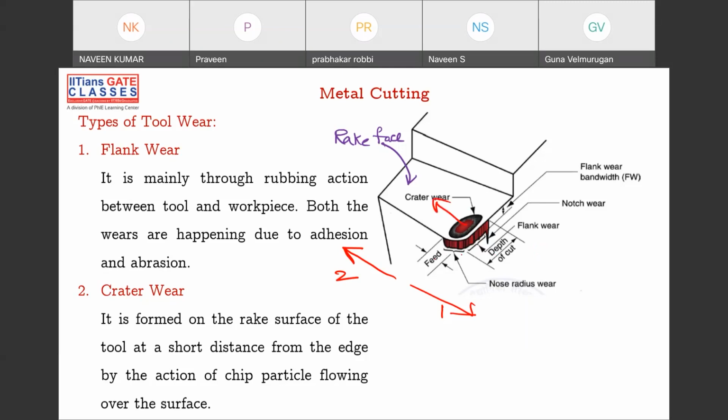Then only chip will go in this direction. Okay, and depth of cut will be in this direction. DOC. Is it okay? Are you clear? Navin, are you? Is it clear? Whatever doubt that you are asking, is it clear?